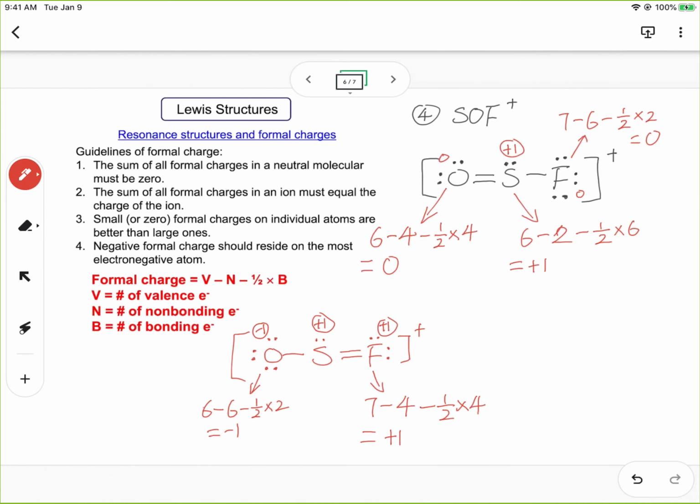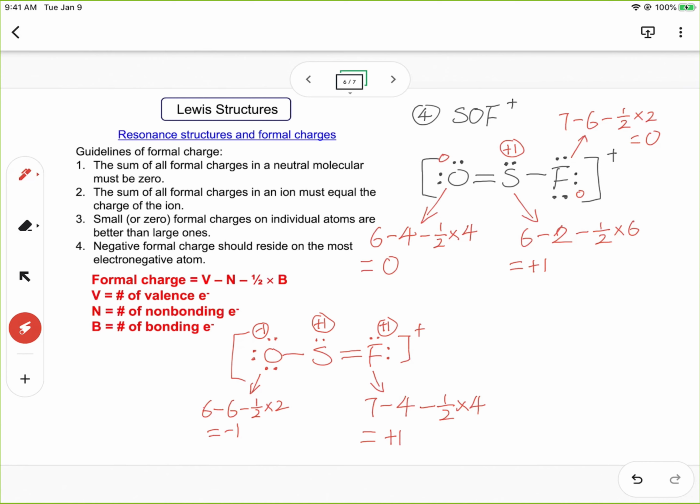Now, double check whether our calculation is correct or not. Negative 1, positive 1, positive 1, add those 3 together, you have positive 1. That also matches with the charge of this ion, okay?